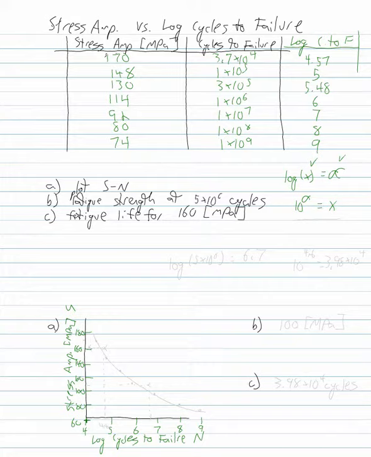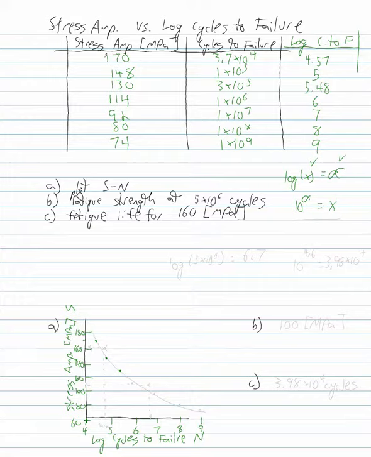Now we go ahead and plot our data. So for the stress amplitude of 170 up here, we have a log cycles to failure of 4.57, which is going to be right about here. At 5 log cycles to failure, we have 148, which will be right about here. At 5.48 log cycles to failure, we have 130 stress amplitude, which will be right over here.